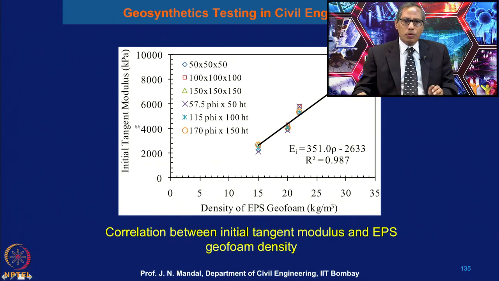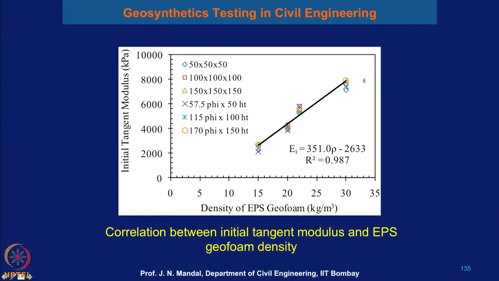And here we show the correlation between initial tangent modulus and density of the EPS geofoam. If we look at the different sizes and shapes, you can have one straight line like this. From this straight line you can see all these points, either cubical specimen or cylindrical specimen, lie on one straight line. So, from this curve you can determine the initial tangent modulus in terms of the density of the geofoam.